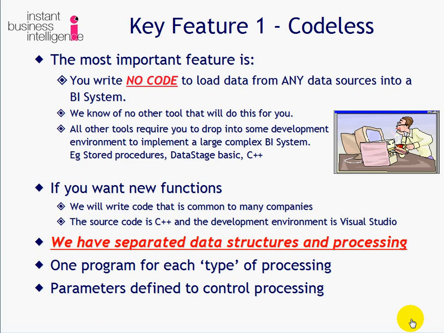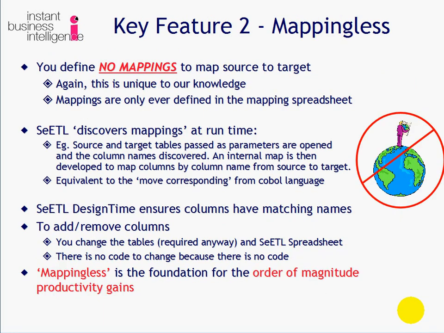What we have with SeETL runtime is one piece of code, say type 2 dimension processing table, and then 100 source views and 100 target views. Now you can easily argue that what is in the spreadsheet is indeed also a mapping. However, that's just the source code for creating views. So by separating the data structures and processing and having one program for each type of processing, we've removed the need to write, quote, code for each mapping.